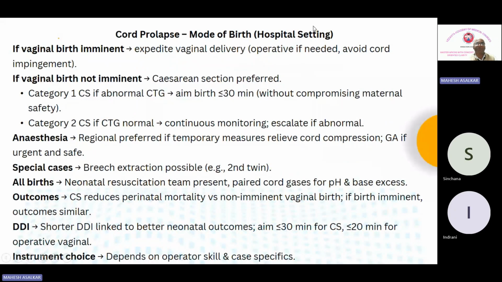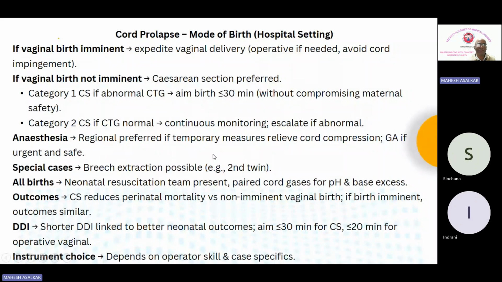Now, cord prolapse further: if it is a vaginal birth and that is imminent, then you go for expediting the vaginal delivery, maybe operative if needed, and avoid cord impingement. If vaginal birth is not imminent, then category 1 or category 2 cesarean section, depending upon the FHR. Abnormal CTG, you will go for category 1 cesarean section, and normal FHR, you will go for category 2. And you will convert it to category 1 if an FHR abnormality arises.